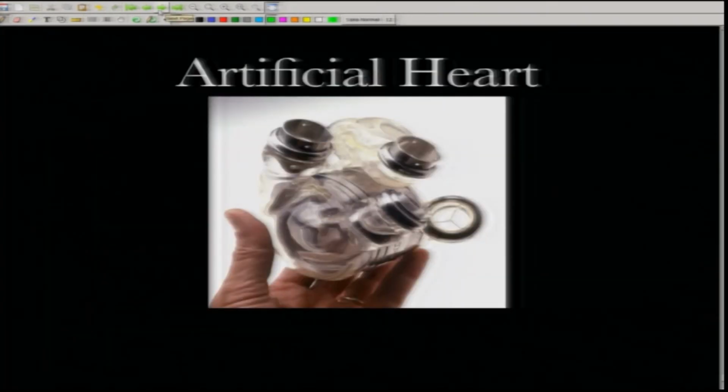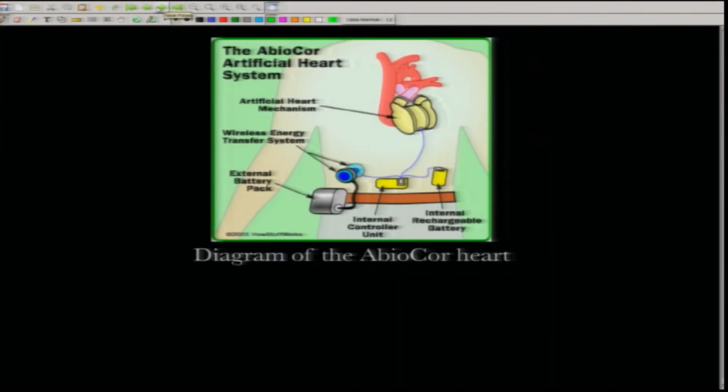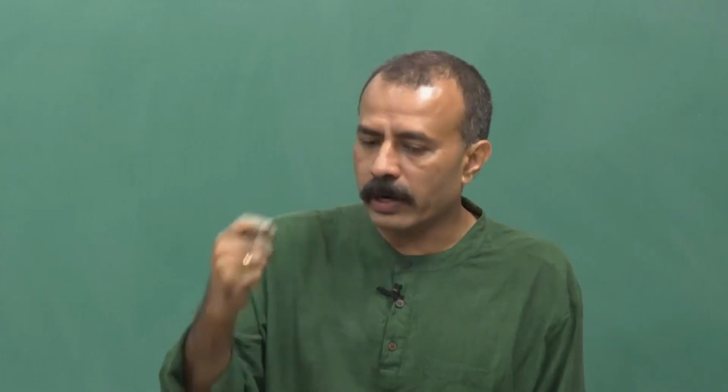And then talking about the artificial heart, these are artificial hearts for when you have to replace the whole heart. These are some of the models which are currently being tried out by Apcor Hearts and other companies, where you can replace the whole pumping machine with an artificial heart.